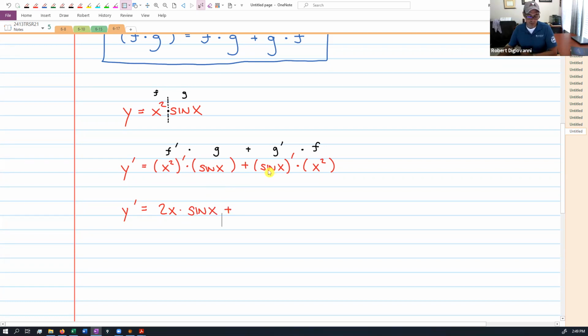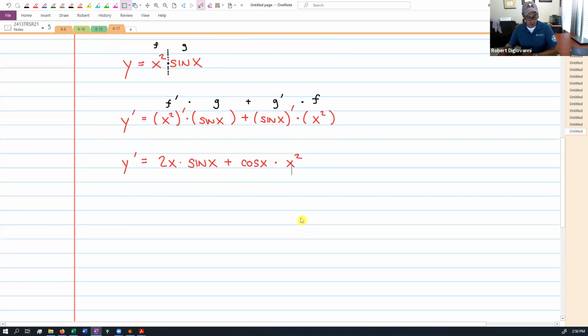Now, Cruz, you're ready to work on the next piece, which is the derivative of sine of x, which is cosine x. Cosine of x. And then times what? X squared. X squared without taking the derivative.